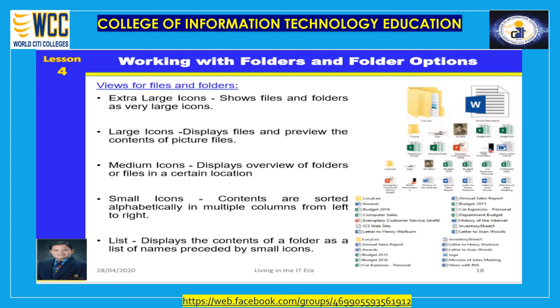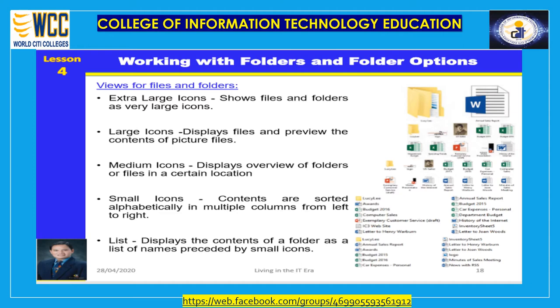We have the Medium Icons. It displays files and folders as medium-sized icons with the name below the icons. It is helpful when you want an overview of folders or files in a certain location. Small Icons lists files and folders as smaller icons with the names displayed to the right. Contents are sorted alphabetically in multiple columns from left to right.